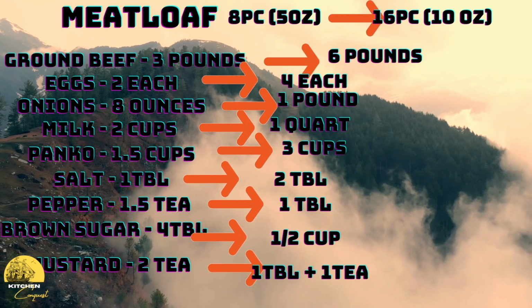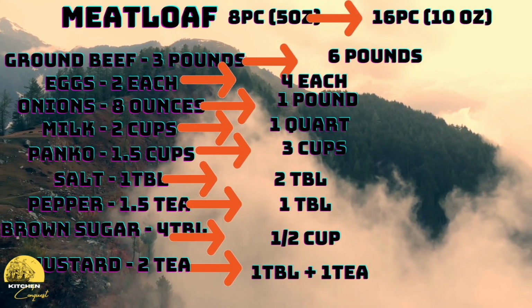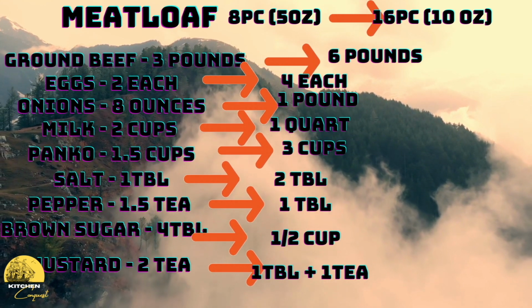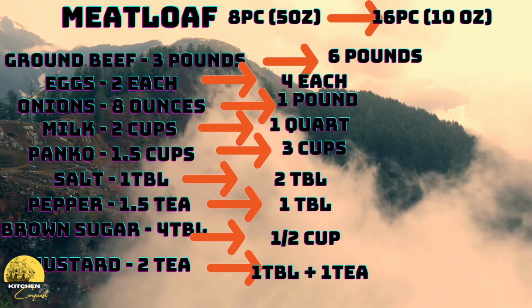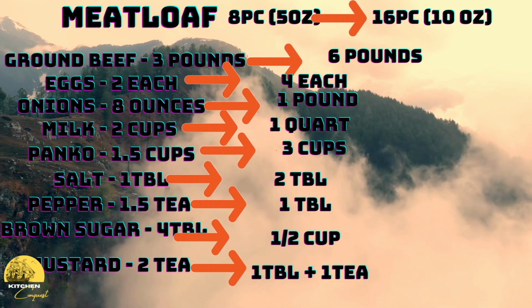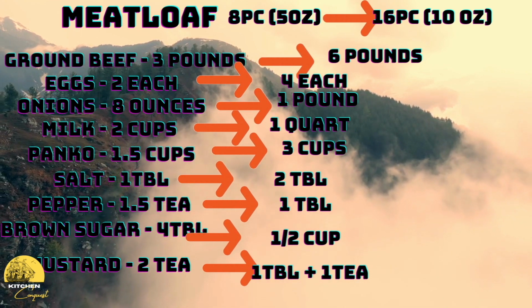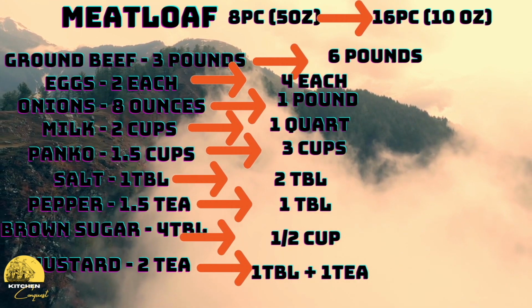Salt, 1 tablespoon. If I multiply 1 by 2, it's gonna be 2 tablespoons. Pepper, 1.5 teaspoons. That's gonna be 3 teaspoons. Because remember, we have $1.50 and $1.50. So what is 3 teaspoons? It's 1 tablespoon. So we have 1 tablespoon of pepper.